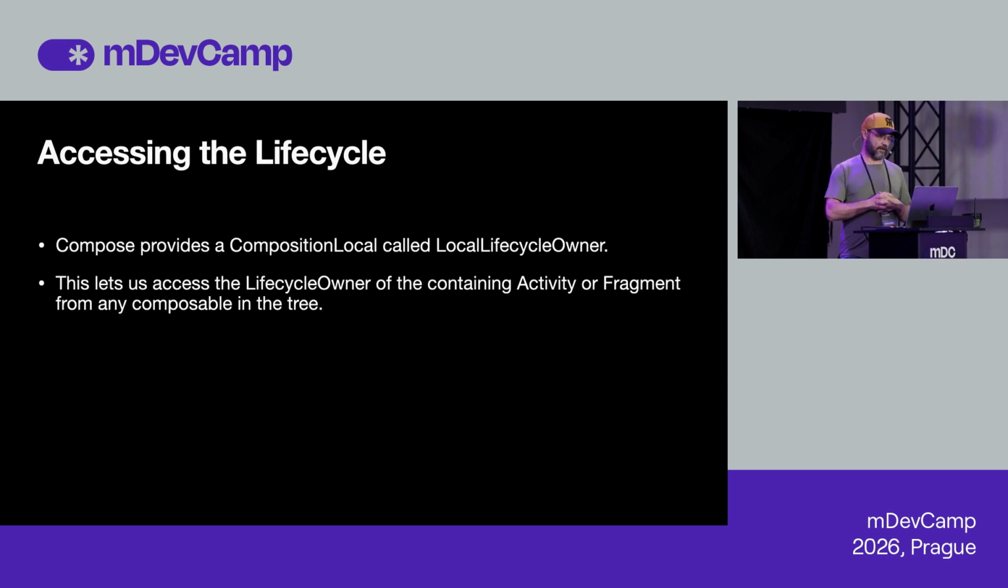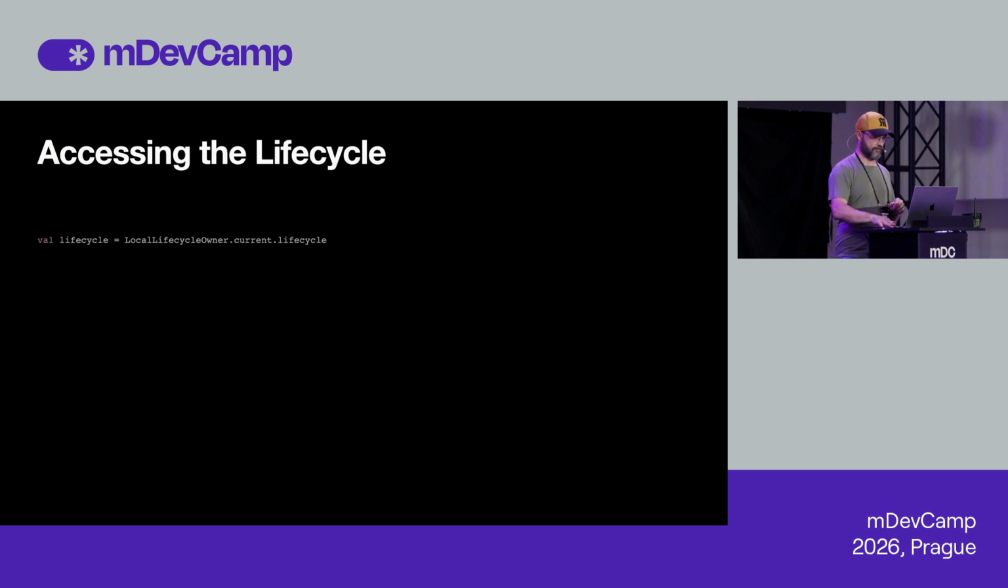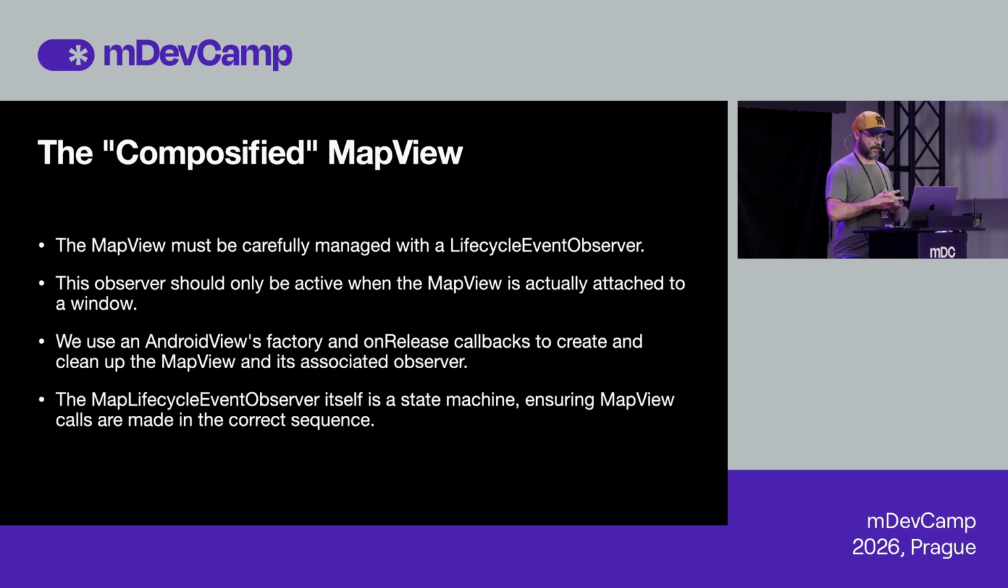The way to do this could be using a local lifecycle owner, which is a composition local that returns as the current status, the current lifecycle of the application. With this, we can see what the activity or the fragment is doing from any composable in the composable tree. And we call it like this, within a composable context, but by calling LocalLifecycleOwner.current.lifecycle, we're able to get it and start operating over it.